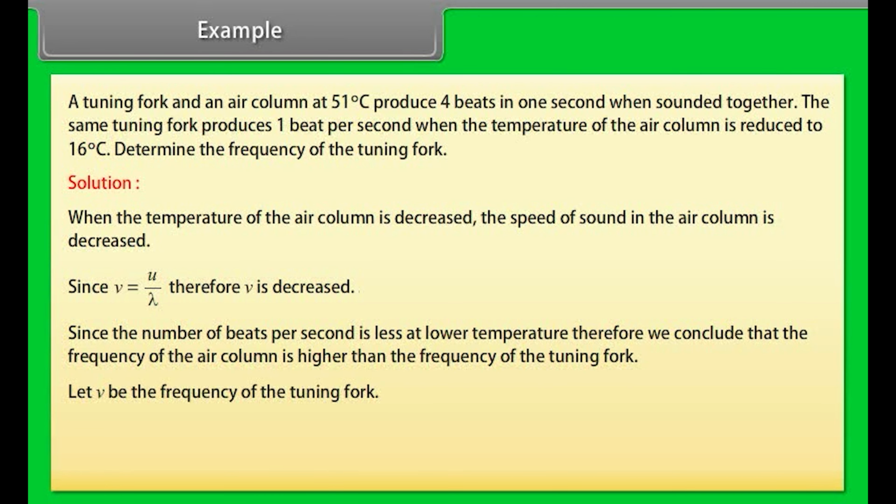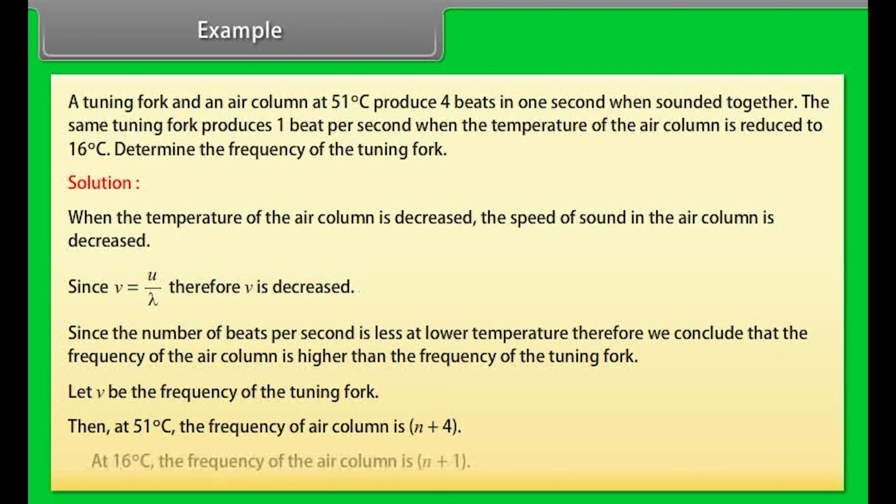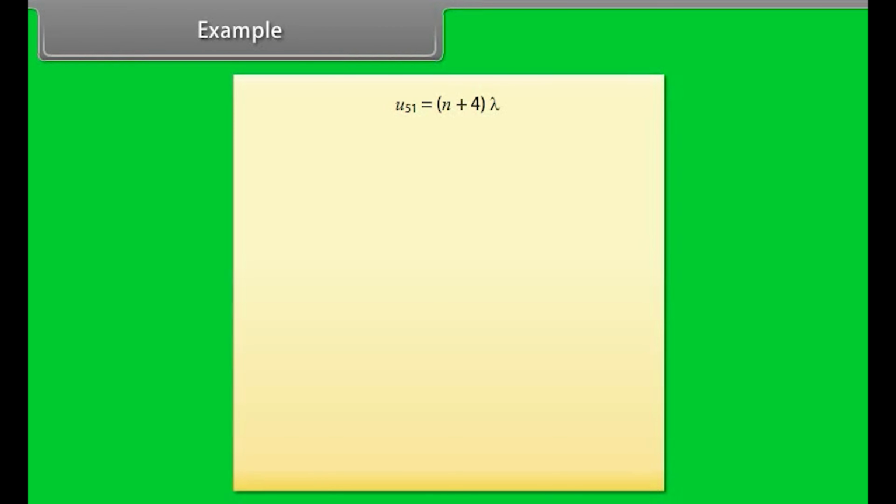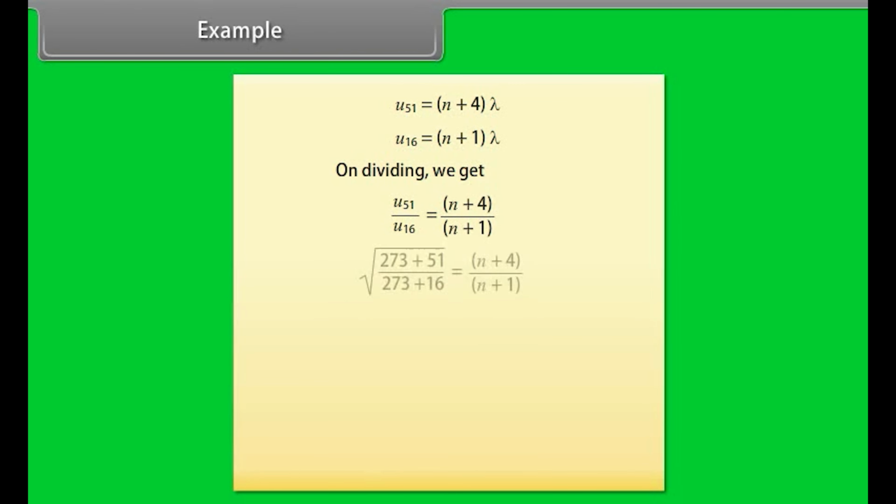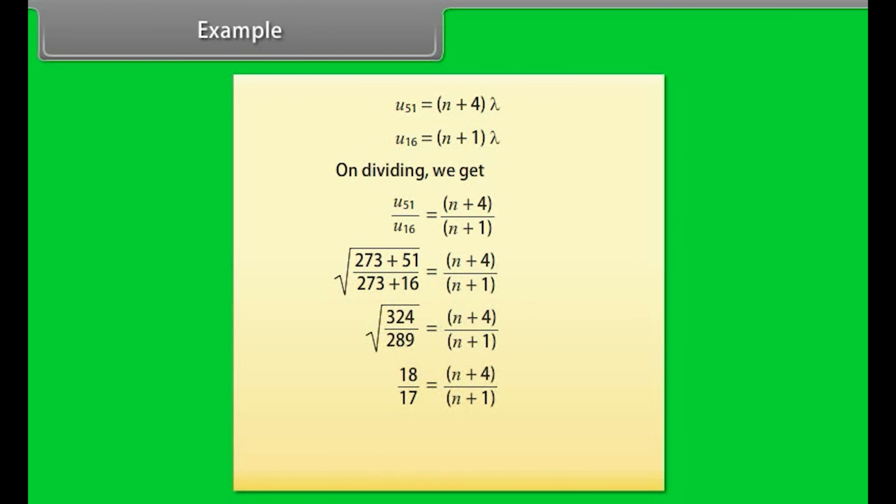Let N be the frequency of the tuning fork. Then at 51 degrees Celsius, the frequency of the air column is N plus 4. At 16 degrees Celsius, the frequency of the air column is N plus 1. On calculating the given values, we get the frequency of the tuning fork equal to 50 Hz.